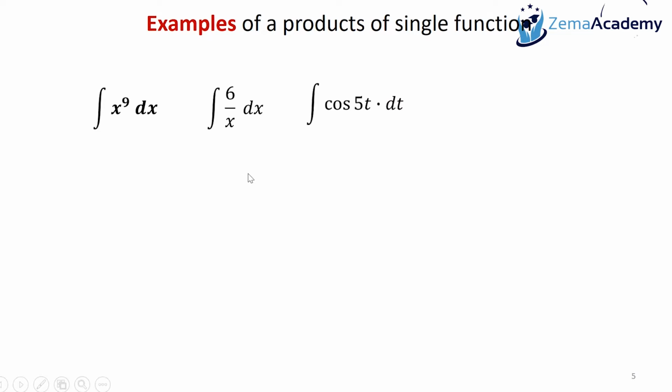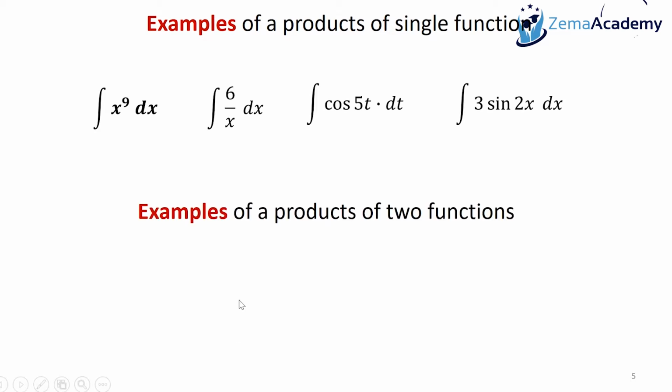Another example of a single function could be this. Integral cos 5t dt. Here, this trigonometric function cos 5t needs to be integrated with respect to dt. Let's take another example. Here you can see this is again a single function, where 3 is a constant and sine 2x is a single function. So all these four are examples of a single function.